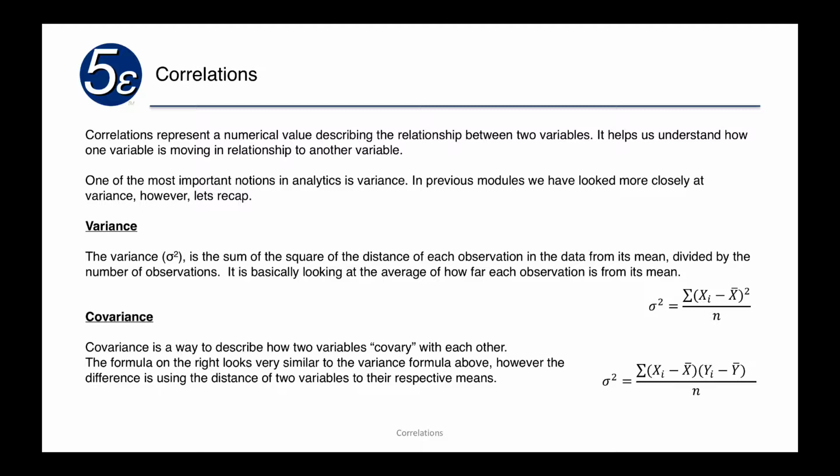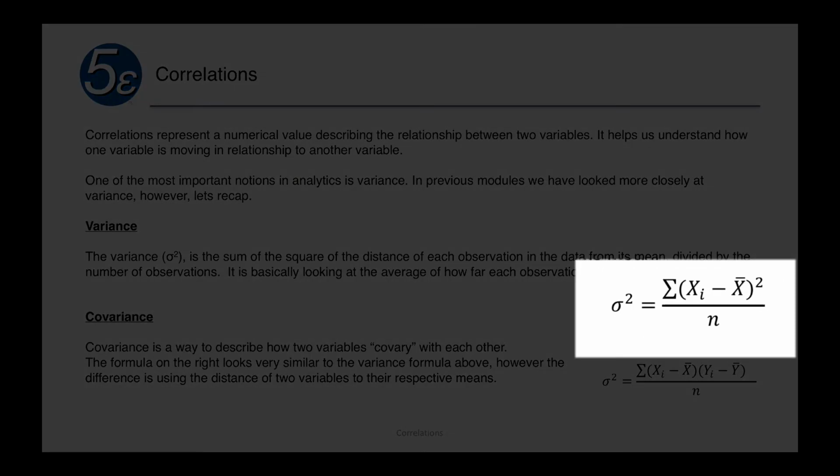One of the most important notions in analytics is the variance. And we had looked in previous modules at how to use the variance for our confidence intervals, as well as for our comparison of means and our t-tests and z-tests. Now remember that the variance is the sum of the squares of the distance of each observation in the data from its mean, divided by the number of observations. So it's basically the average distance. We take each point and we subtract from it its mean. So some will be above the mean, some will be below the mean. And we square it so that we can get rid of negative numbers.